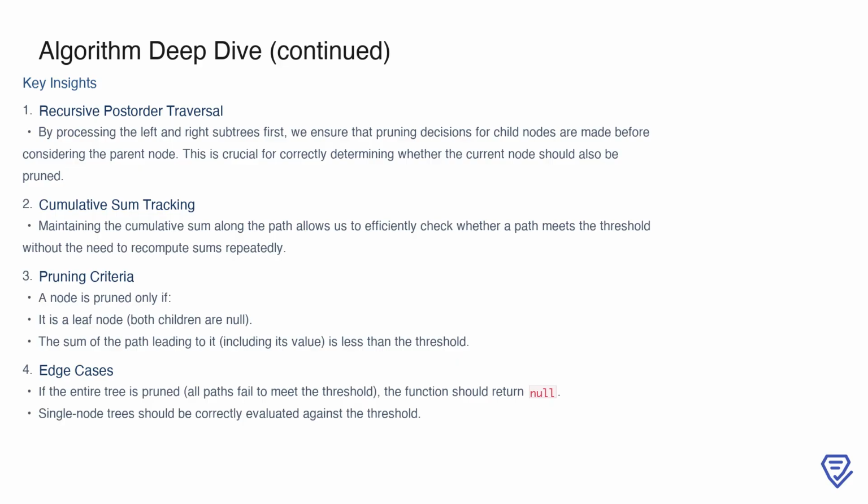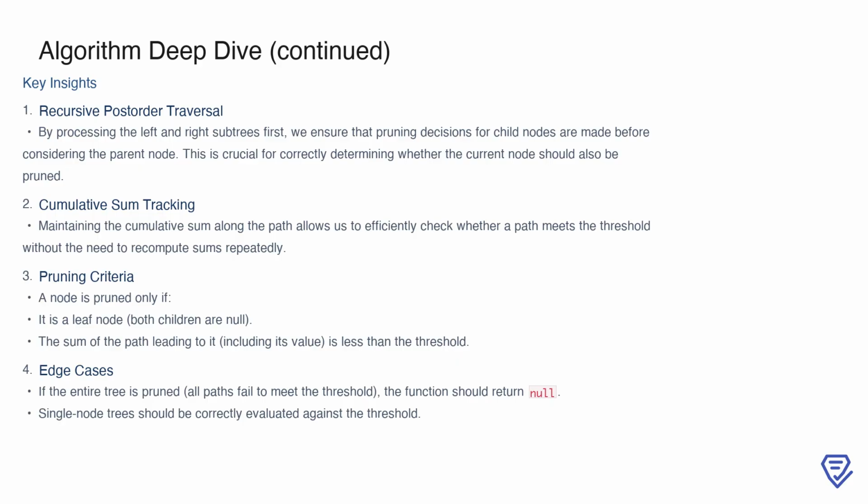There are a few key concepts to keep in mind for this algorithm. First, we use a recursive post-order traversal, where the left and right subtrees are fully processed before making pruning decisions for the parent node. This ensures that we have all the necessary information about the child nodes before determining whether the parent should be pruned. Second, tracking the cumulative sum along the path allows us to efficiently evaluate each path against the threshold without recalculating sums repeatedly. The pruning criteria are straightforward. A node is pruned if it is a leaf and the sum of the path leading to it, including its own value, is less than the threshold.